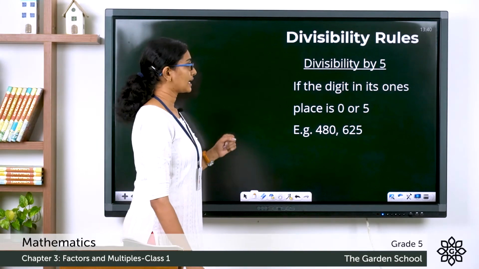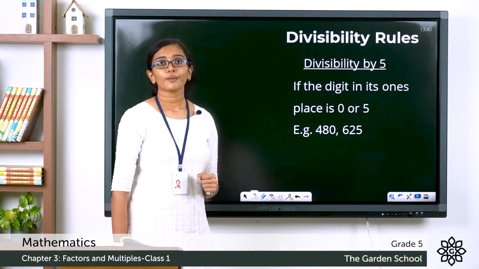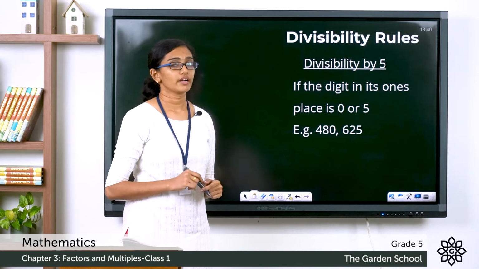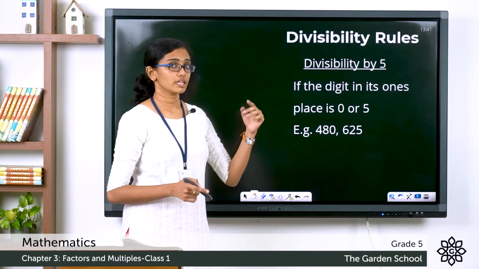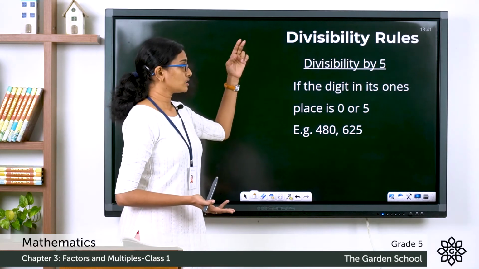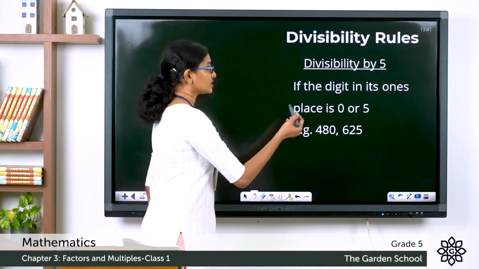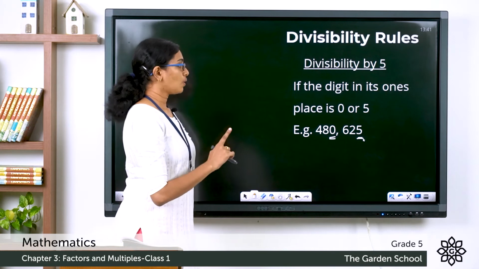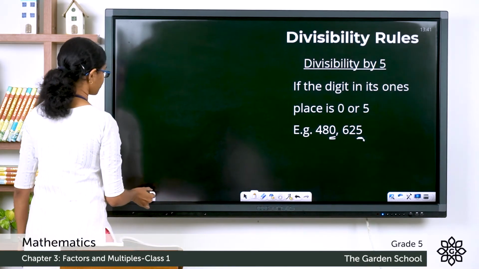If the digit in its ones place is 0 or 5. We know all the multiples of 5 end in either 0 or 5, right? 1 5 is equal to 5, 2 5s are 10, 3 5s are 15, 4 5s are 20. So all the multiples of 5 end in either 0 or 5. So just check the digit in the ones place. If it's either 0 or 5, you can say the number will be divisible by 5.